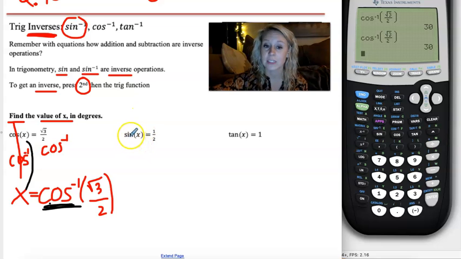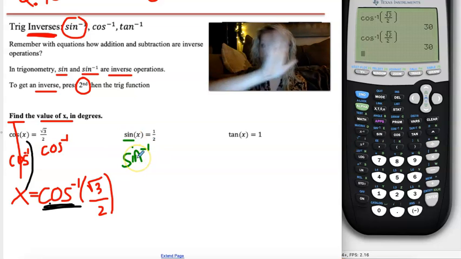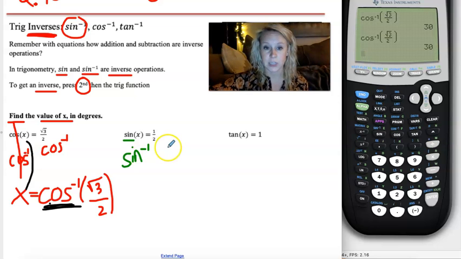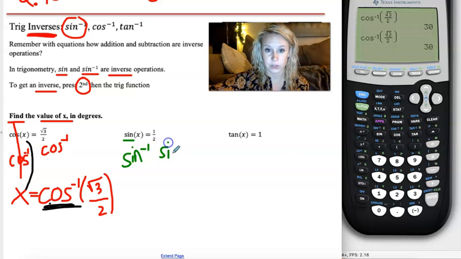So here we have sine of x is equal to 1/2. The opposite of sine is sine -1, the inverse of sine. If you do it to one side, do it to the other side. So sine -1. Okay? Sine and sine inverse cancel.